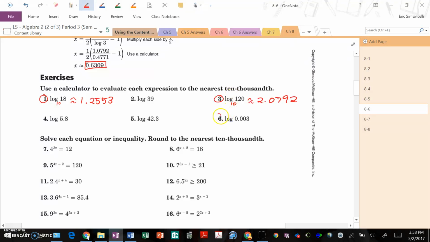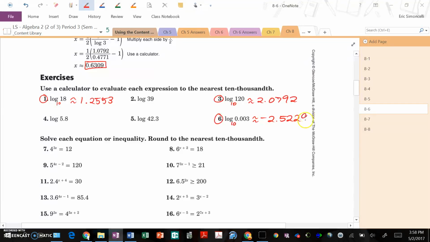Let's do one more, a number that's smaller than 1. Number 6, log base 10 again of 0.003. So 10 to what power is 0.003? Let's take the log of 0.003, and we'll end up with a negative 2.5229.